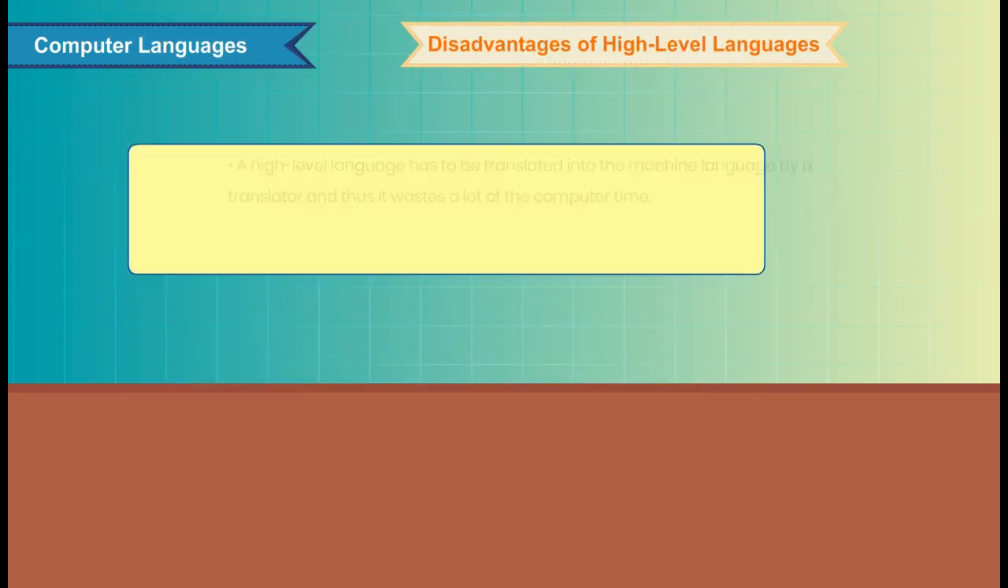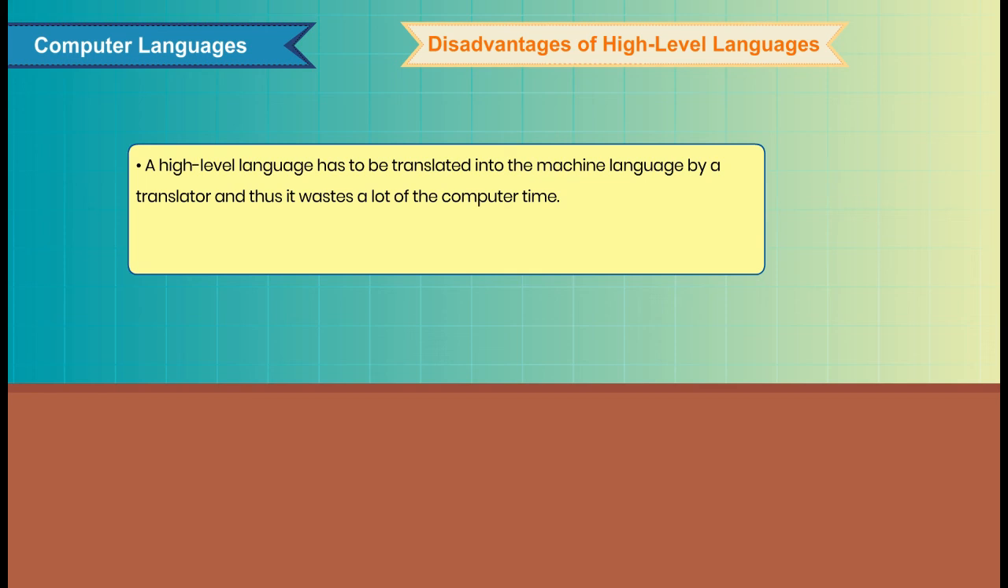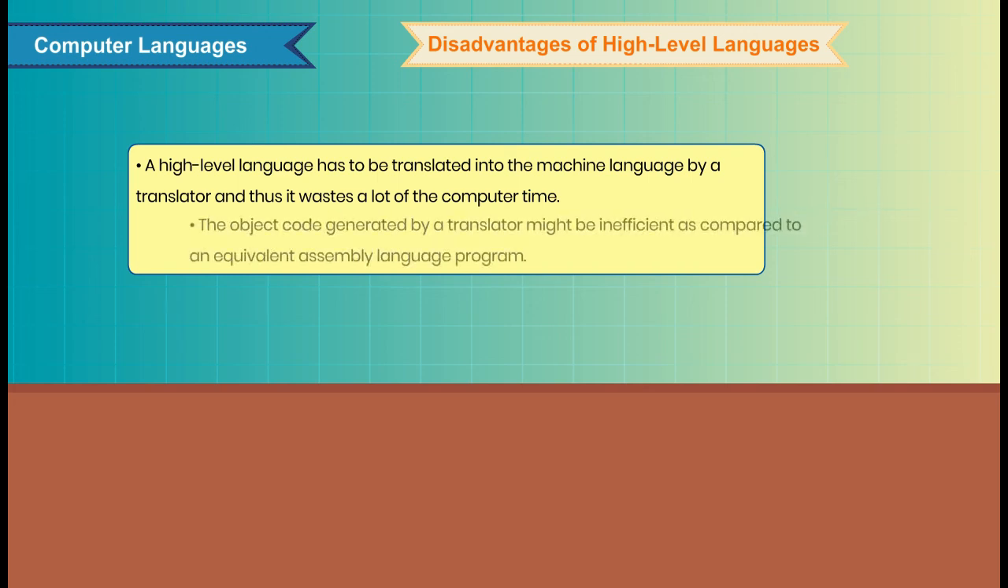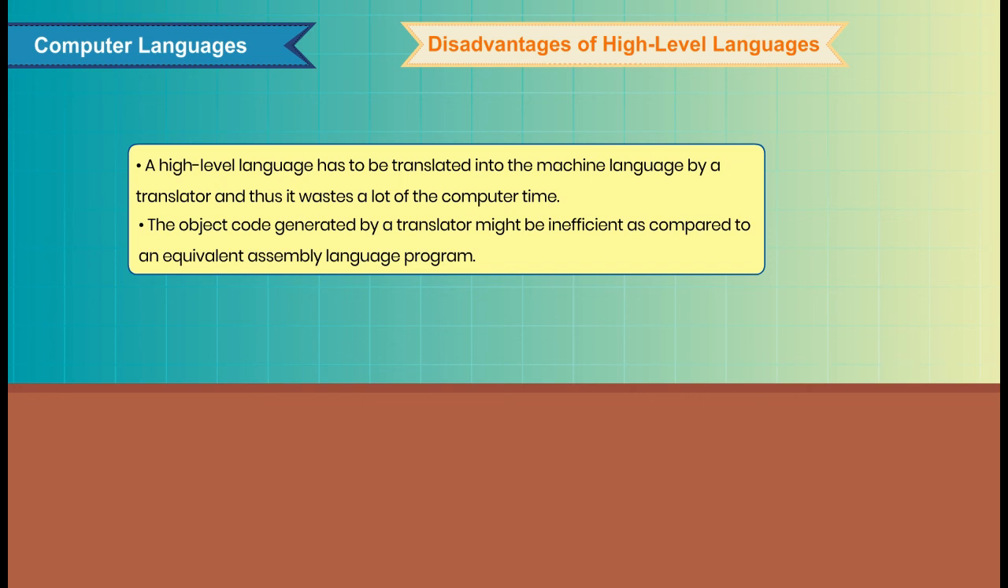Disadvantages of high-level languages. A high-level language has to be translated into the machine language by a translator, and thus it wastes a lot of the computer time. The object code generated by a translator might be inefficient as compared to an equivalent assembly language.